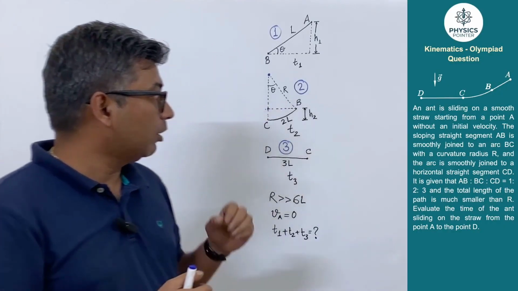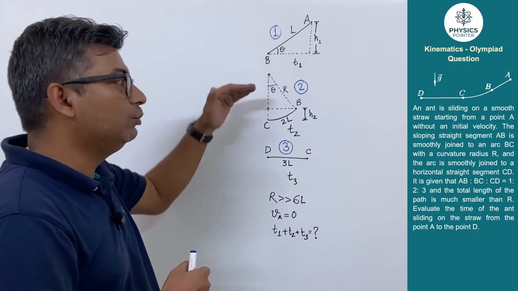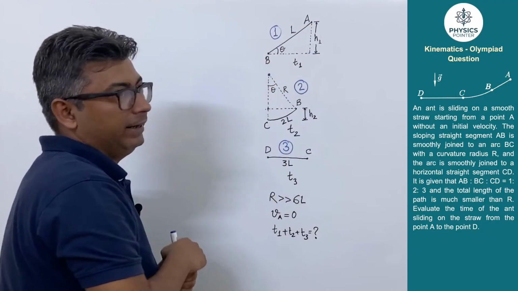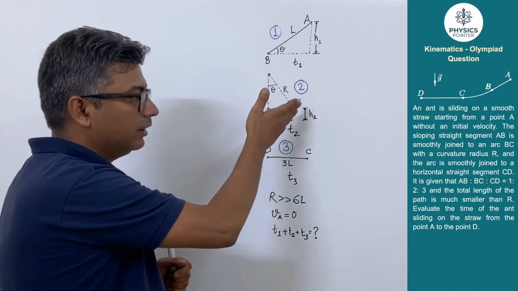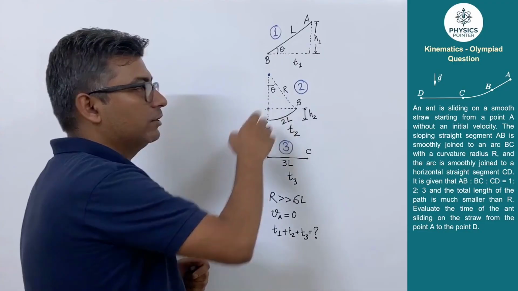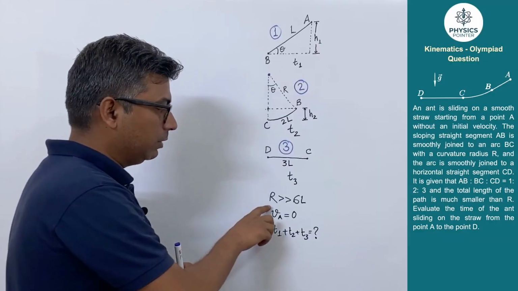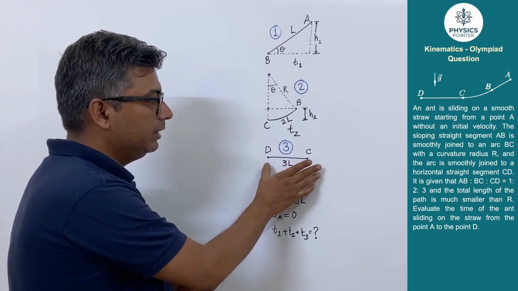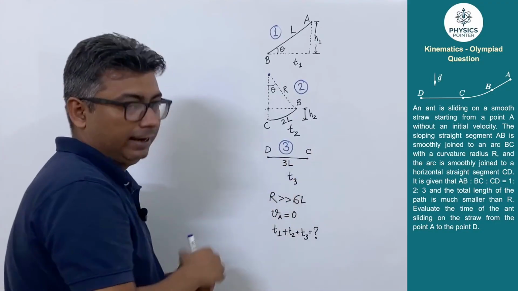So let's look into the problem. You have the problem shown on screen, but I have divided it into three parts. First part is about the motion in an inclined plane of length L. Second part is for a portion of a curve which has one single center of curvature and a radius of curvature r. This r is much bigger in size compared to the whole path, so r is much bigger than 6L. And the last part is motion in a horizontal plane where the distance is 3L.